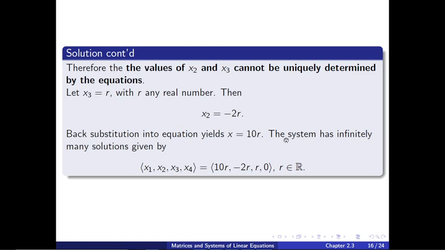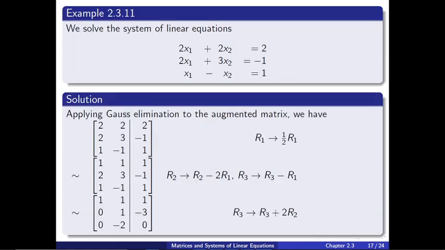Therefore the system has infinitely many solutions, and the infinitely many solutions look like this: x1, x2, x3, x4 is equal to 10r, minus 2r, r and 0, where r is a real number, right? Okay, so the first example had a unique solution. The second one, we now have an infinite number of solutions. So we're going to look at the third example, which is no solution.